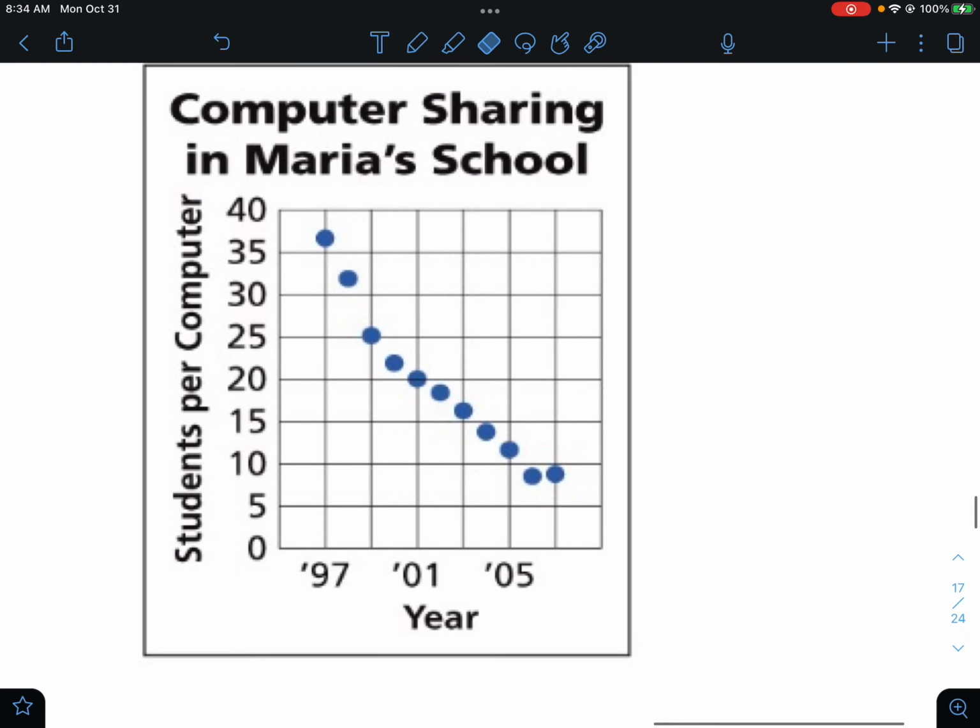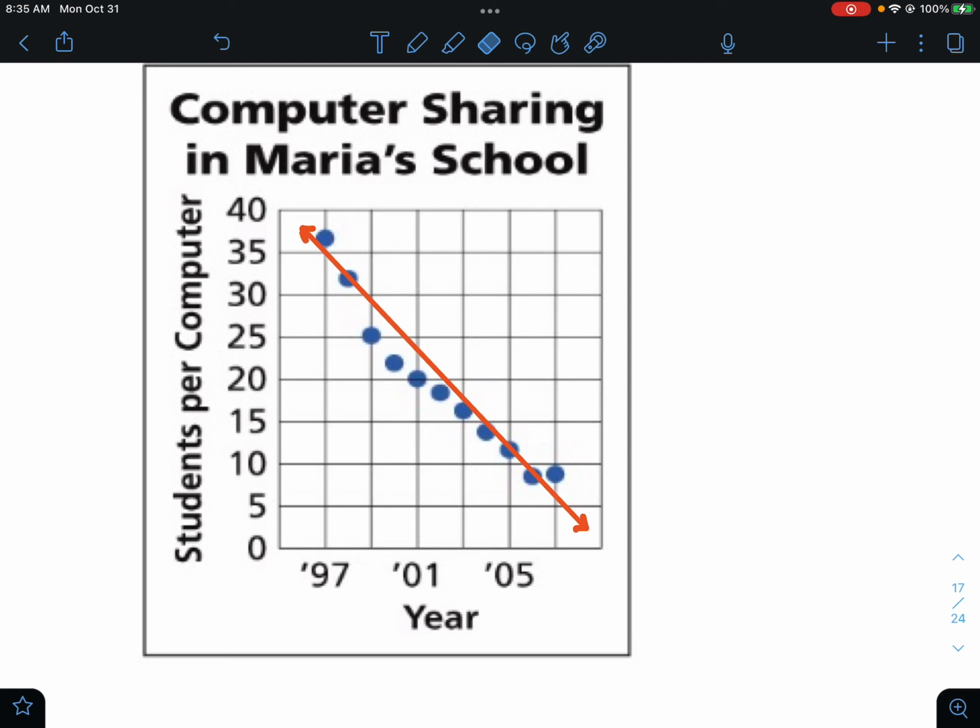So looking at this, I can see, hey, my trend or my data, it's sort of going negatively, which is good. So I would draw my line somewhere around there. Now we do have to understand that this line will not continue down past the x-axis, because that would mean there's a negative number of students per computer, which just cannot happen. So there is a negative trend there.